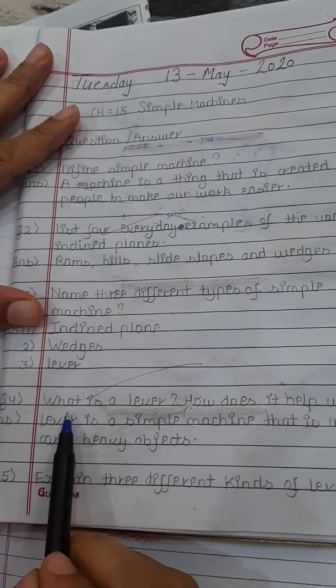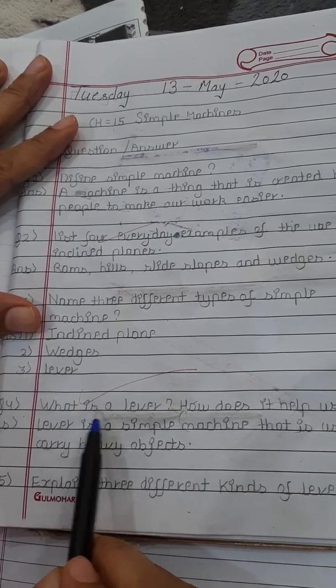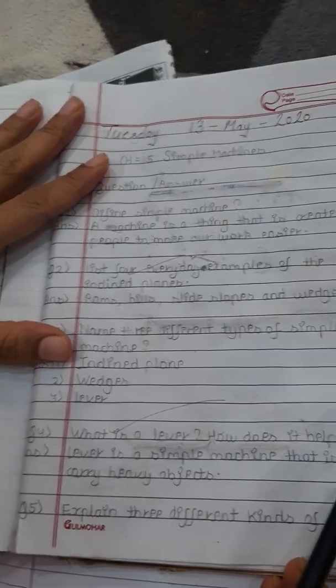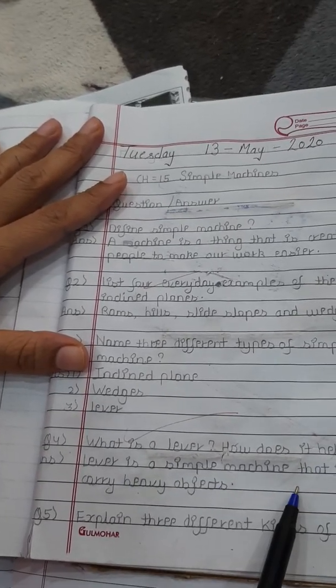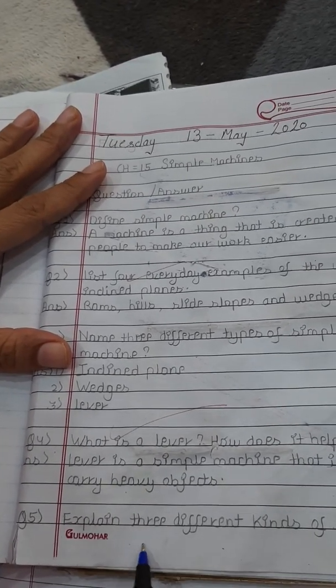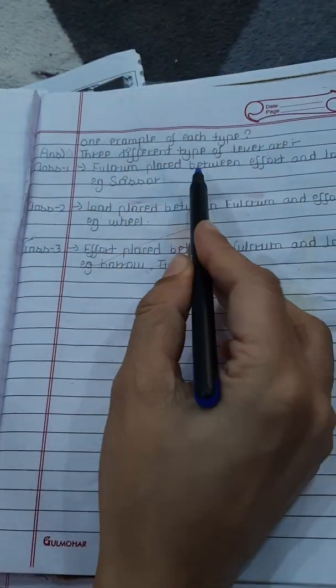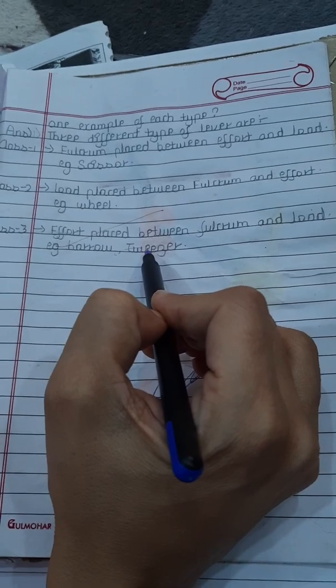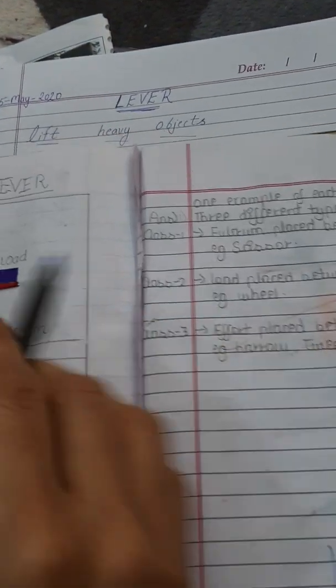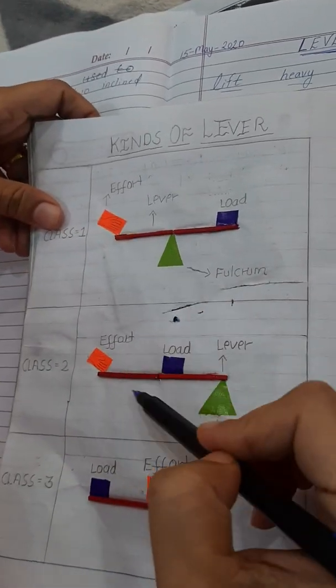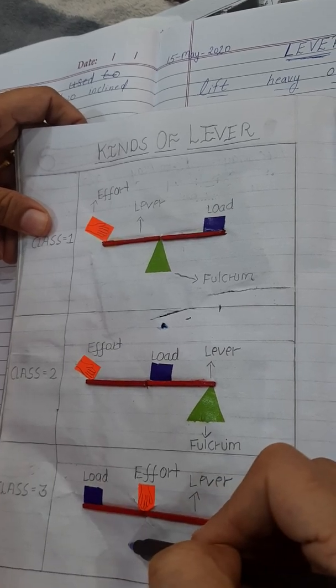Now for the notebook work, I am giving you these questions. First is, what is lever? How does it help us? This definition you have to copy in your fair notebook. And the three different types of lever, one by one I have explained, this you have to copy for your fair notebook work. And these are class 1, class 2 and class 3 types of lever.